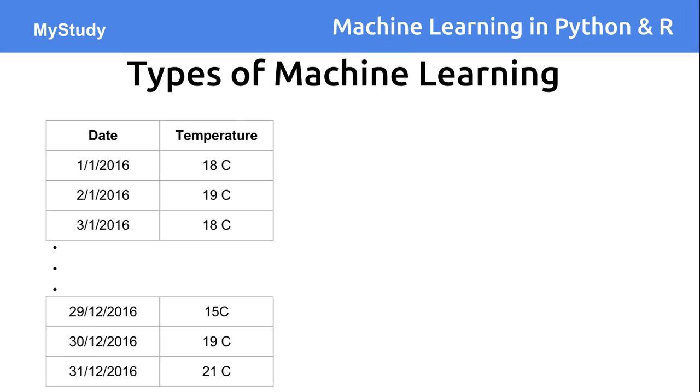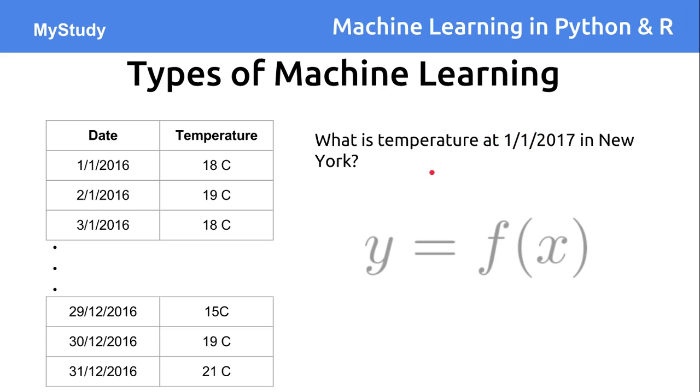Now let's define the problem. Based on this data, our task is to find the temperature on 1st January 2017 in New York. So, based on the last 365 days of data available with us about New York City temperature in the year 2016, can we predict what the temperature of New York City will be on this date?